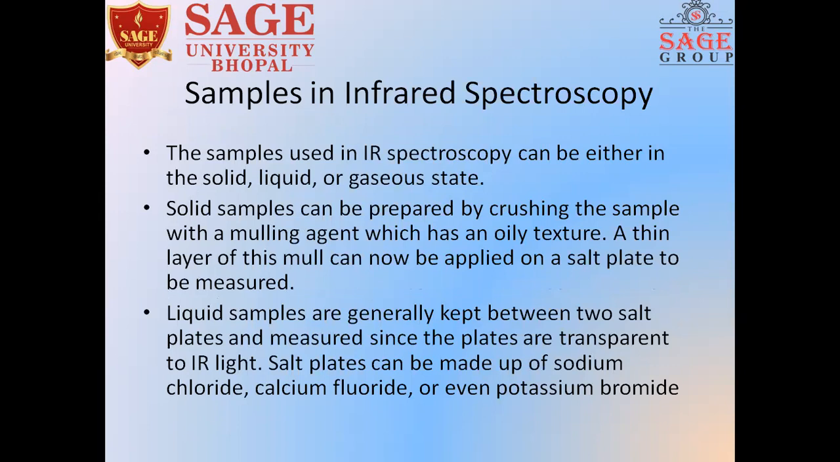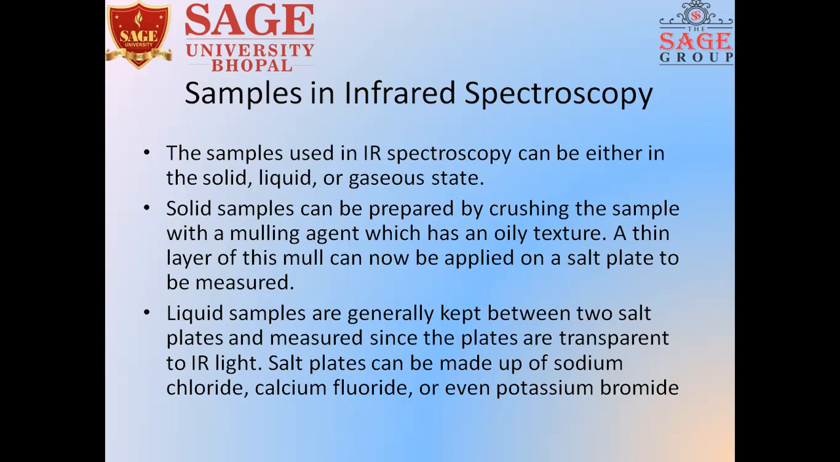Solid samples are prepared by crushing the sample with a mulling agent. It is a compound which has an oily texture. A thin layer of that mull is applied to a salt plate, and this salt plate is placed in the spectroscopy instrument and exposed to the infrared region. Likewise, liquid samples are generally kept between two plates.